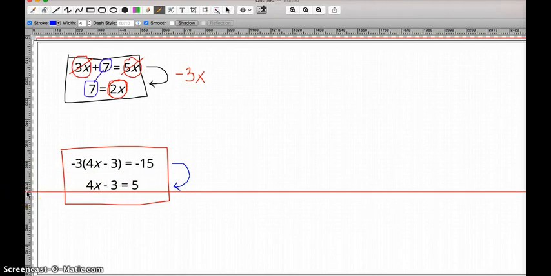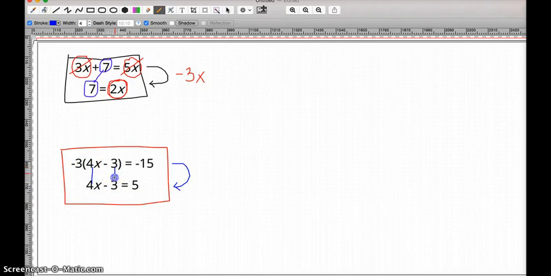What happened? Well, let's look to see what's the same. We still have the 4x, we still have a 3. They're both still negative, or the 3 is negative, the 4 is still positive. And that's all that's the same. So something happened with this 3 and this 15. Can you tell what it was? What happened to change this negative 15 into a positive 5? And what happened to get rid of this negative 3?